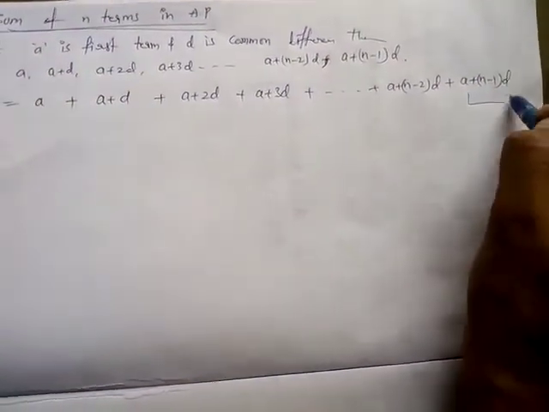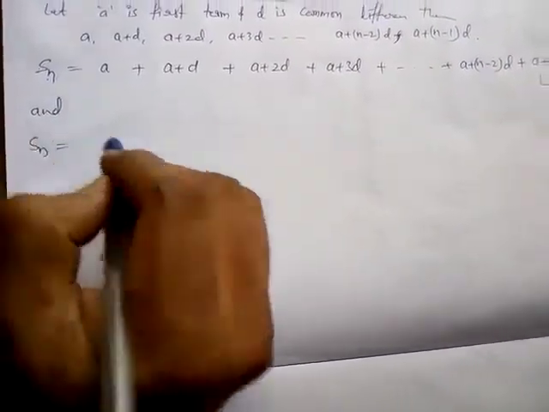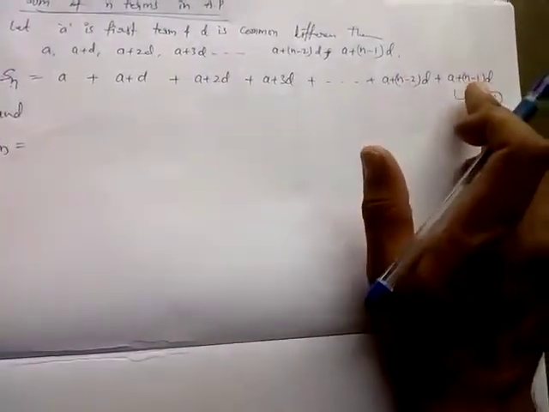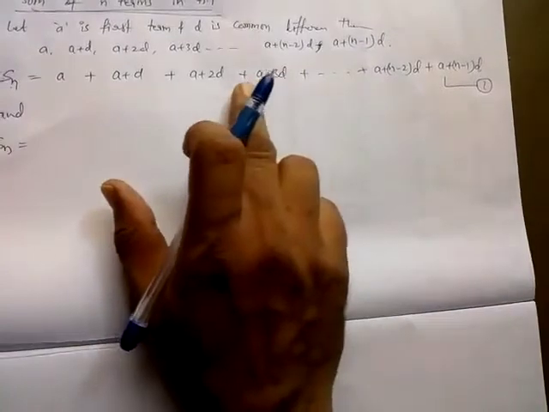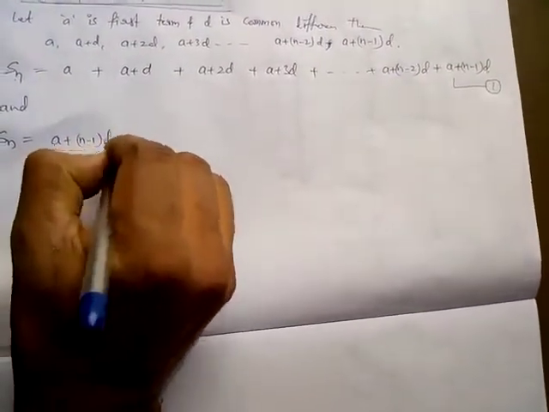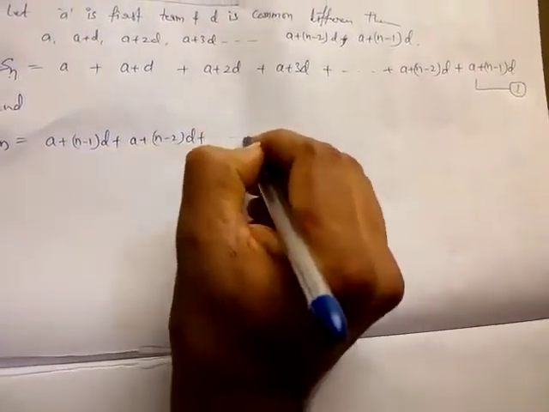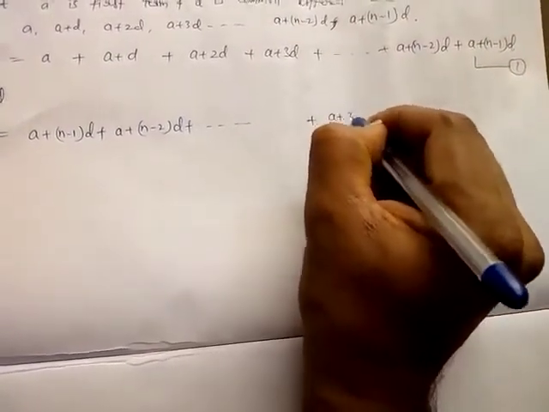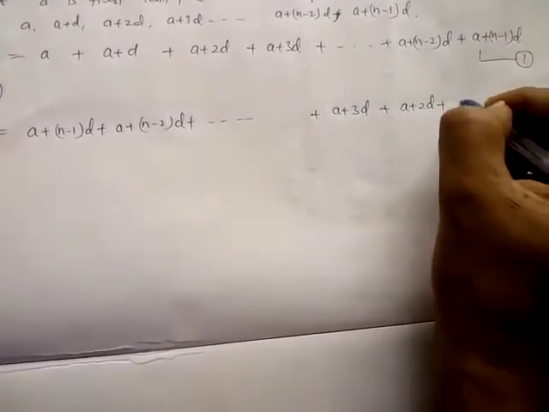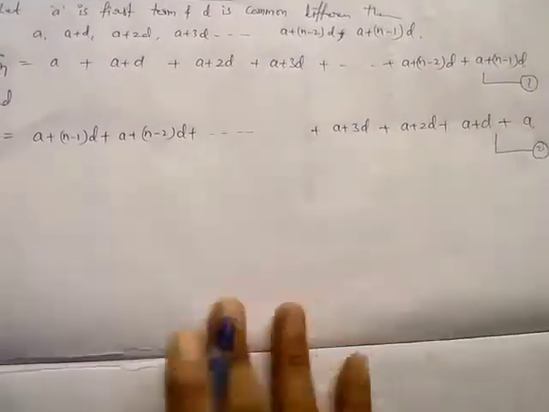So this is taken as the first equation. Sn is equal to this one. Now I will write it in reverse order: first this one, next continuation like this, and last this one. So A plus n minus 1 into D, plus A plus n minus 2 into D, plus so on, plus A plus 3D, plus A plus 2D, plus A plus D, plus A. So this is taken as the second equation.